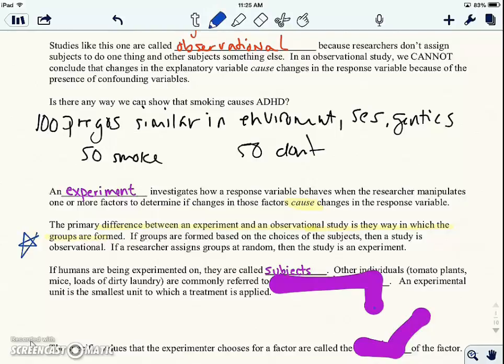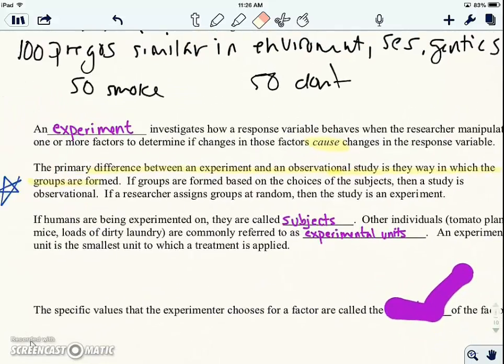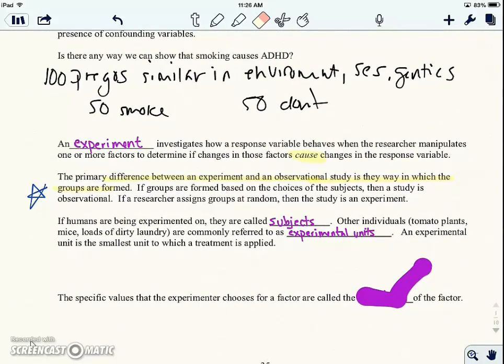If human beings are being experimented on, they are called subjects. Other individuals, tomato plants, mice, loads of dirty laundry, anything else, are called experimental units. Okay? An experimental unit is the smallest unit to which a treatment is applied. Again, there is a vocab word for you. All right, the specific values that the experimenter chooses for a factor are called the levels of the factor, and we're going to talk about that.